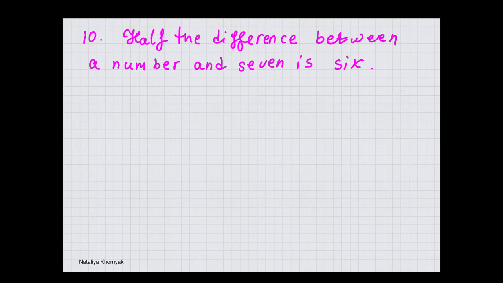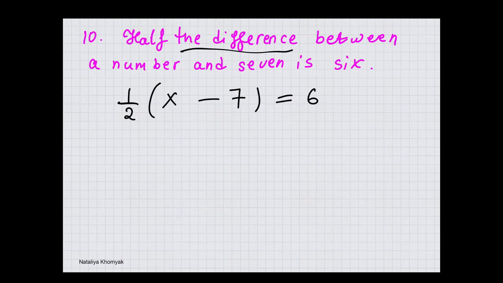Half the difference between a number and 7 is 6. So we have a half of difference. So we want to make sure we put difference inside of the parentheses between a number, I don't know what the number is, and 7 is, that's an equal sign, 6.